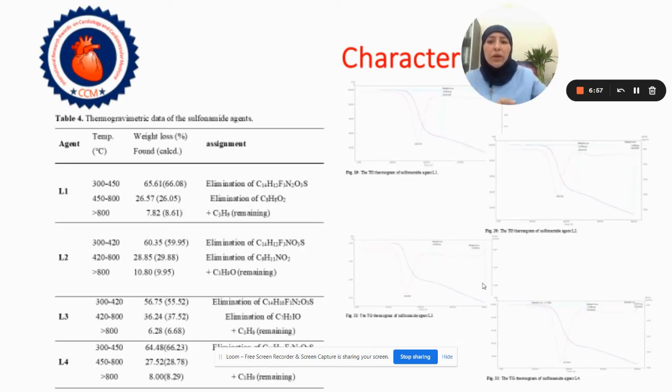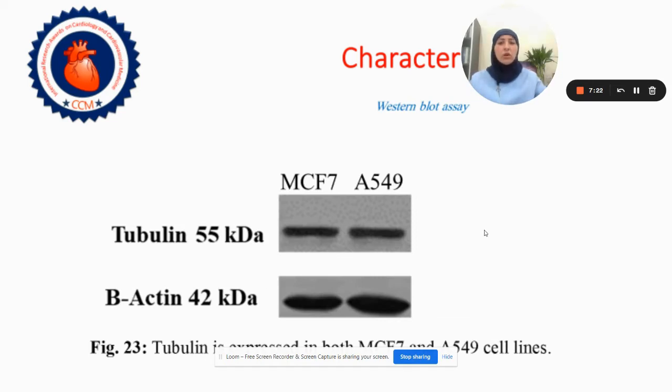Further, we did thermogravimetric data. So we used high temperature to know at which temperature our compounds, the sulfonamide derivatives, will be degraded or break down. So these are the graphs for L1, L2, L3, L4, and the data is summarized in this table. You can see it. First, when we synthesize the compounds, we make sure by the characterization that our compounds are ready.